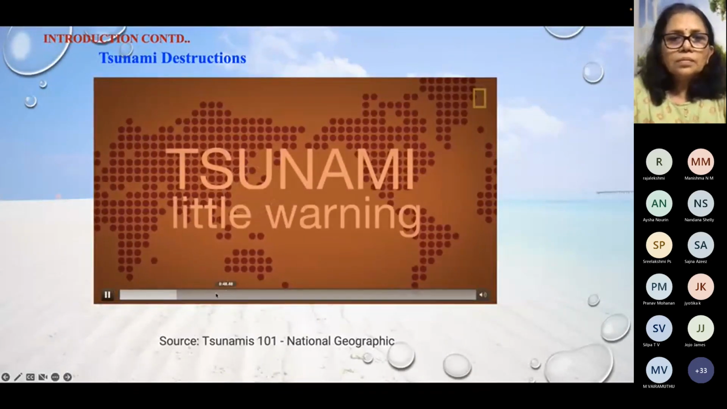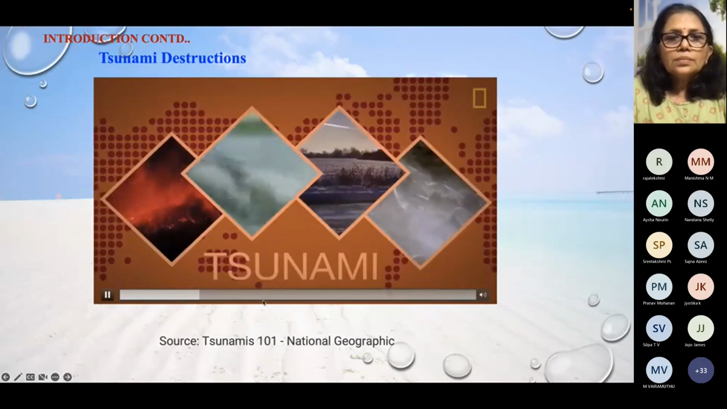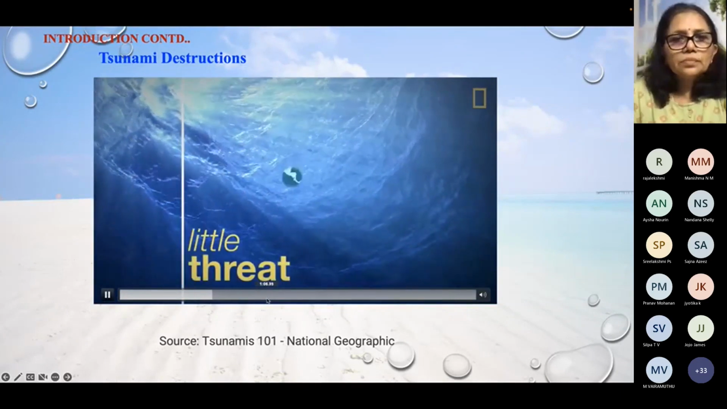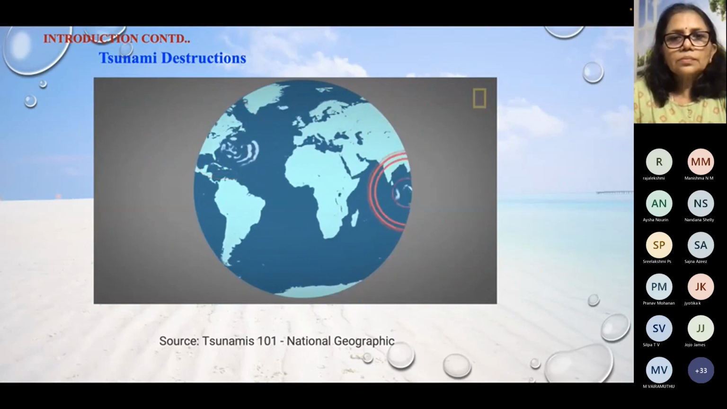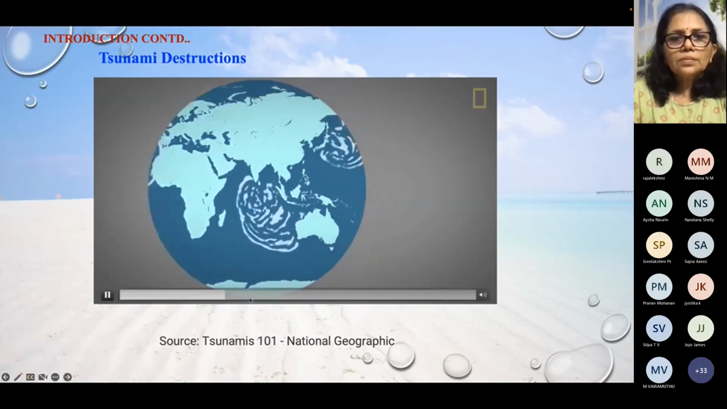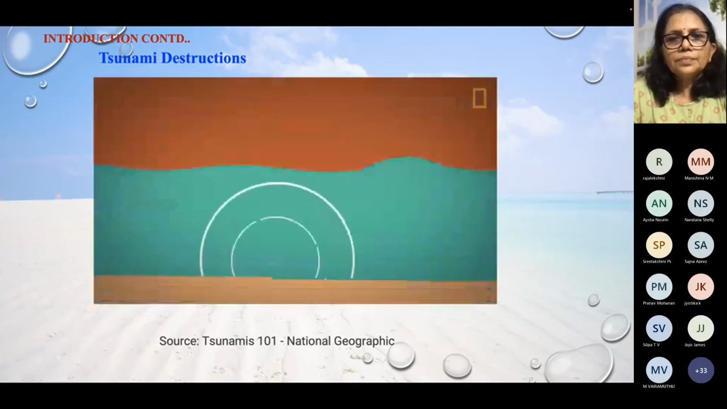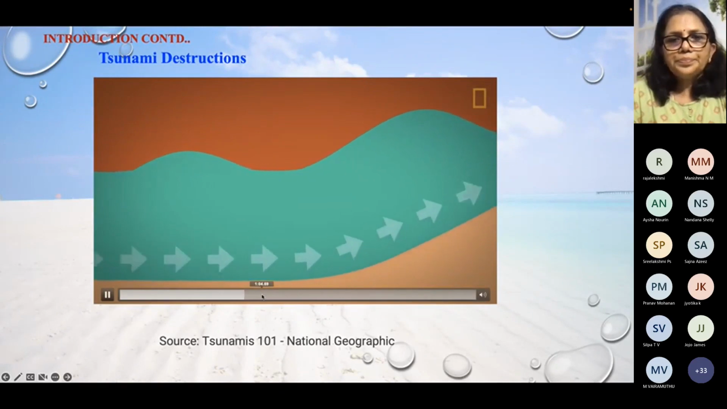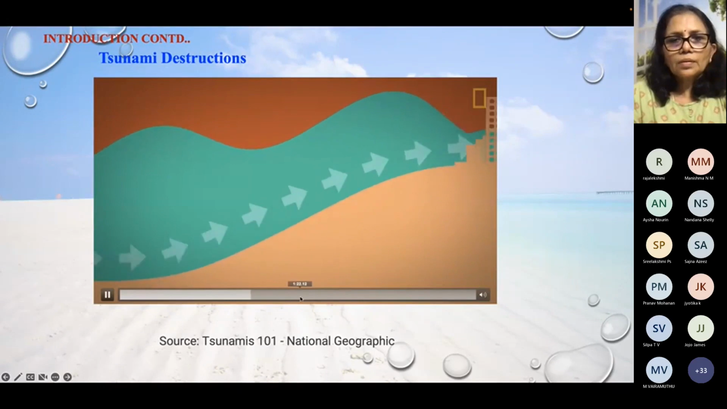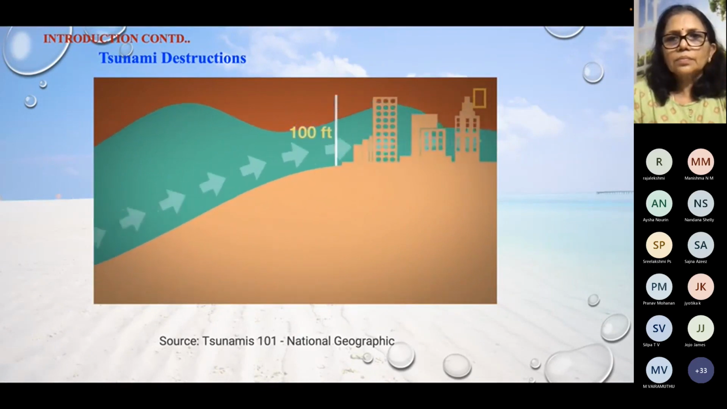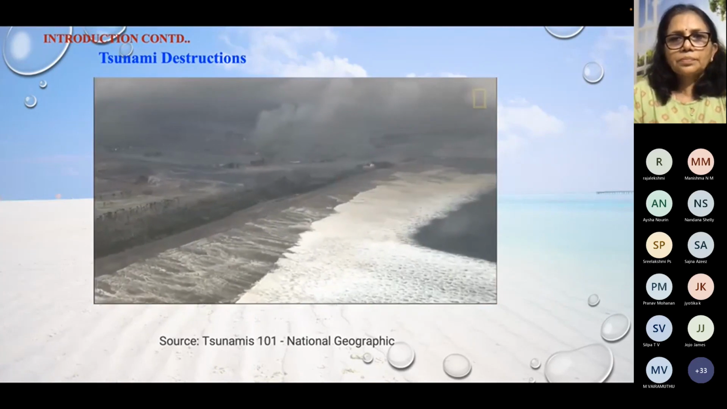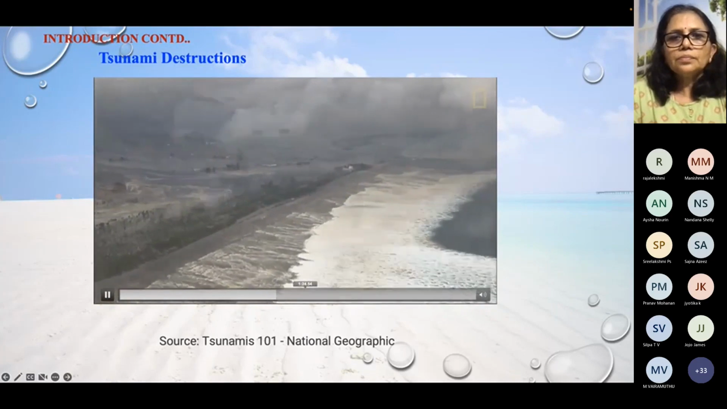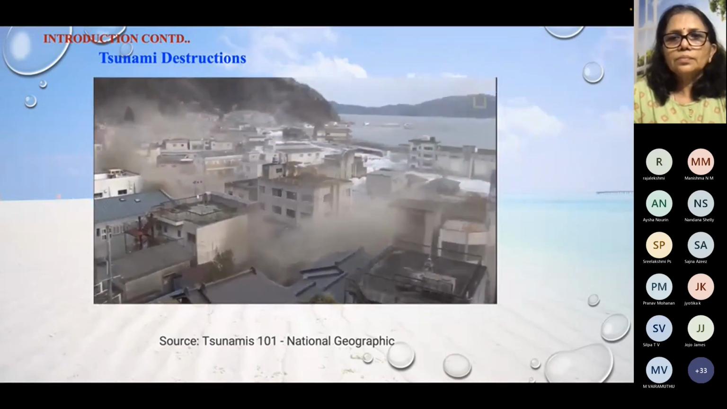Tsunamis can strike with little warning because they're usually triggered by undersea earthquakes. In the deep ocean, a typical tsunami wave is barely noticeable and poses little threat. But the waves can spread out thousands of miles, rolling across the ocean at speeds up to 600 miles per hour. As the rolling water reaches the shoreline, the wave's friction against the shallower floor slows it down and raises its height. By the time it reaches the shore, the wave can be as tall as 100 feet. Unlike ordinary waves, a tsunami wave doesn't crest and break. Instead, it moves forward like a solid wall of water that crashes over the coastline, obliterating almost everything in its path.